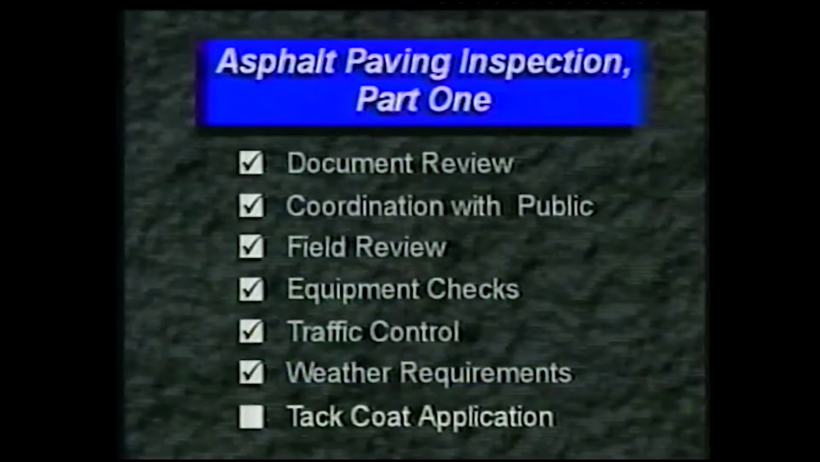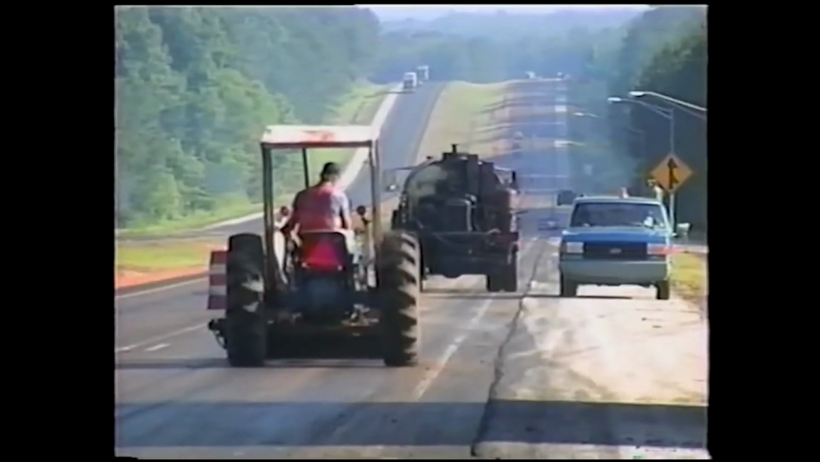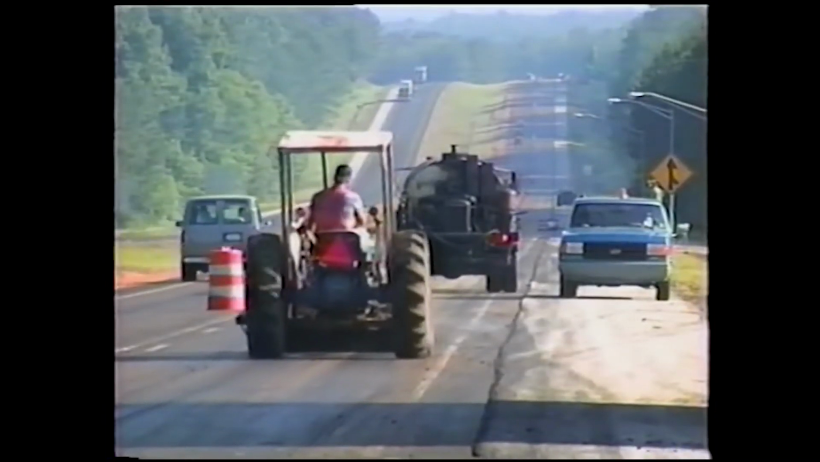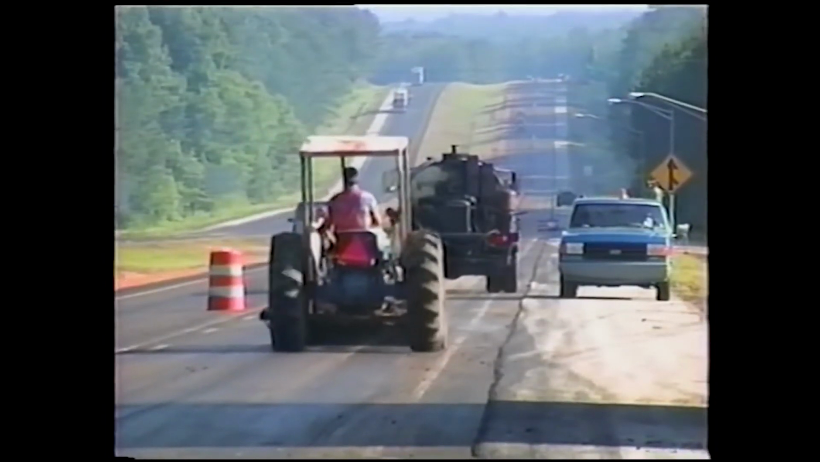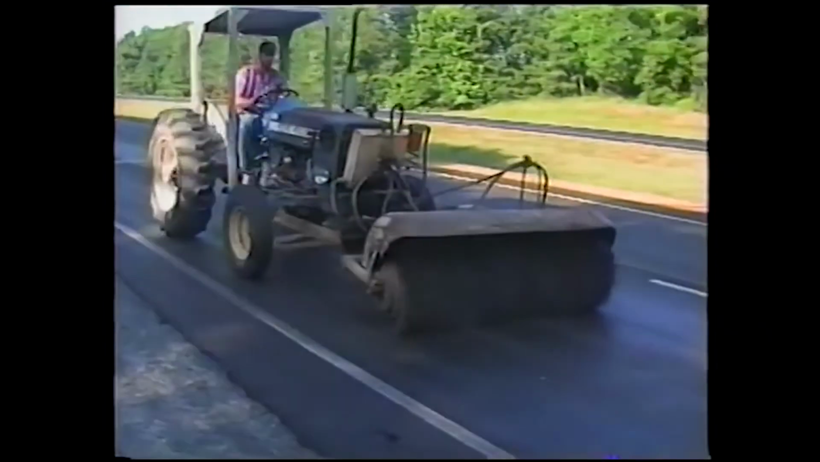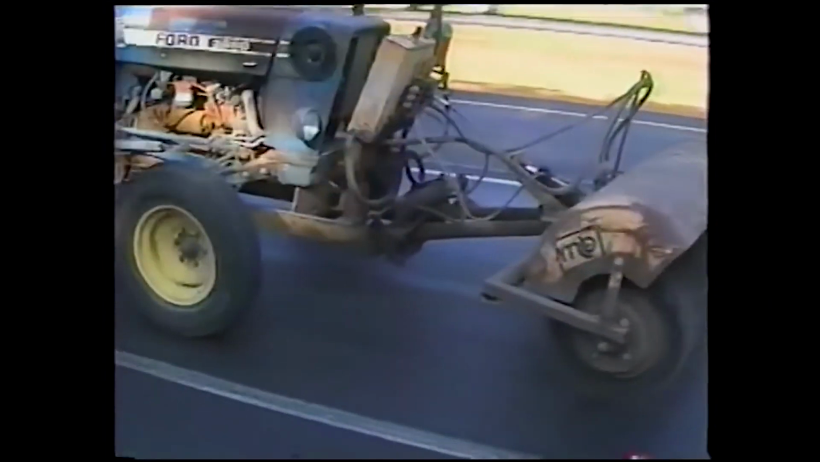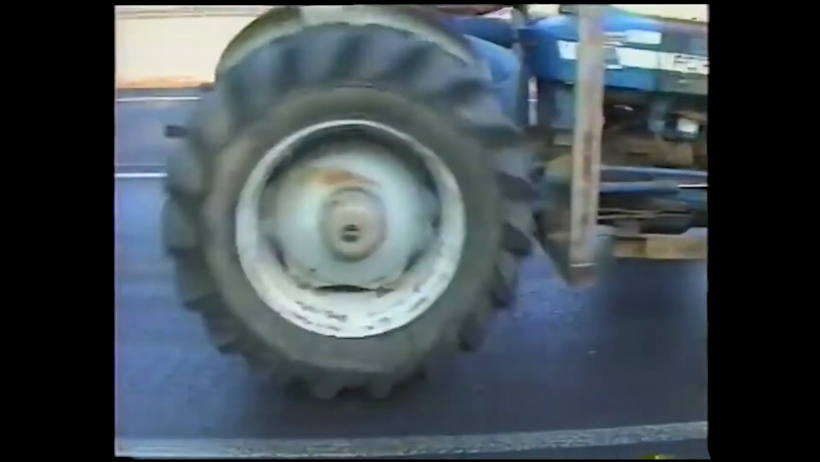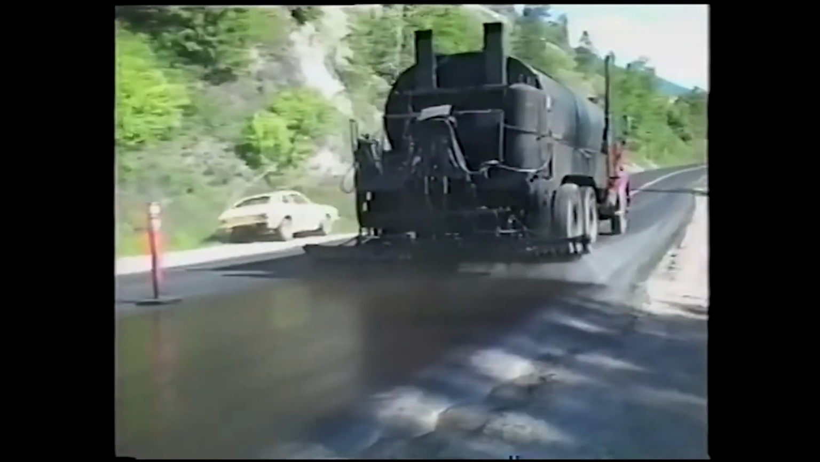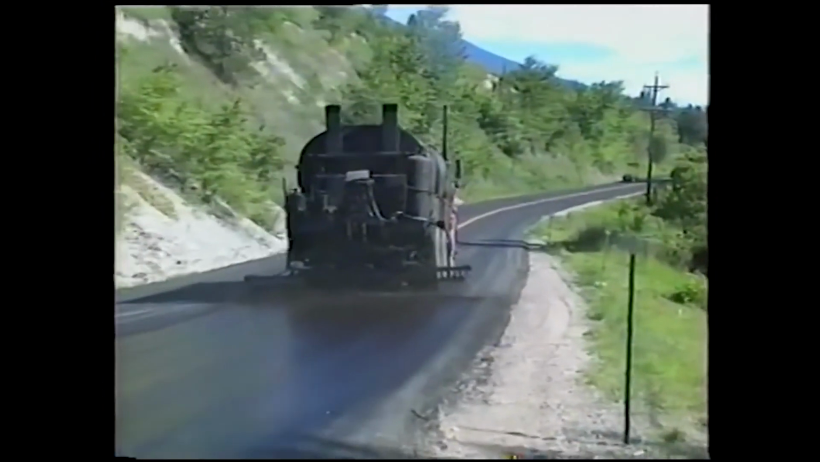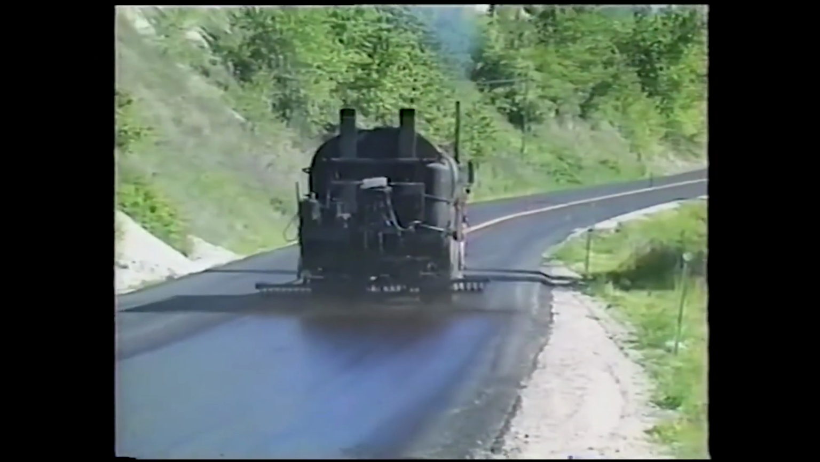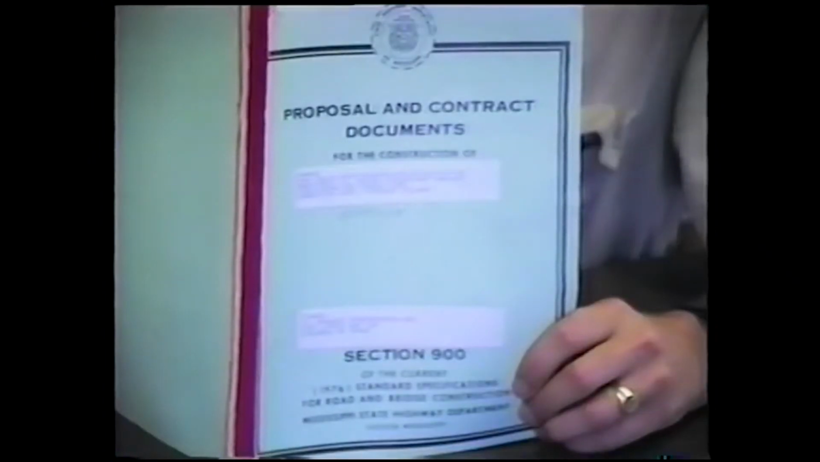Now we'll look at the last item on the list, the tack coat. The purpose of the tack coat is to bond the new pavement to the existing pavement. So first, it's very important to thoroughly clean the surface. And then cover it uniformly with the right amount of tack. But there is a lot to inspect.